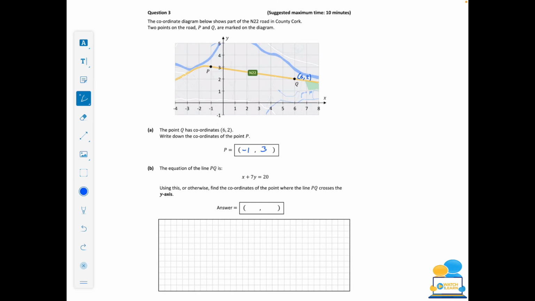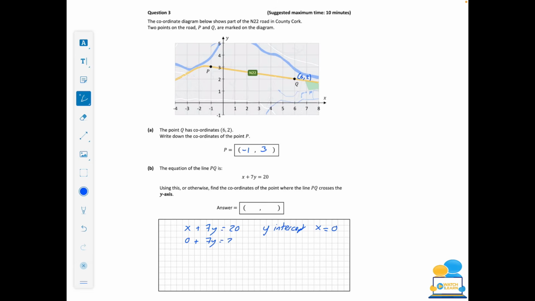Now, part B then. The equation of the line PQ is x plus 7y is equal to 20. Using this or otherwise, find the coordinates of the point where PQ crosses the y-axis. Usually when it says using this or otherwise, the otherwise method isn't as straightforward. So we'll just go with what they said. We'll use the equation. So we have x plus 7y is equal to 20. We're looking for where it crosses the y-axis, so the y-intercept. At the y-intercept, we know x is equal to 0.